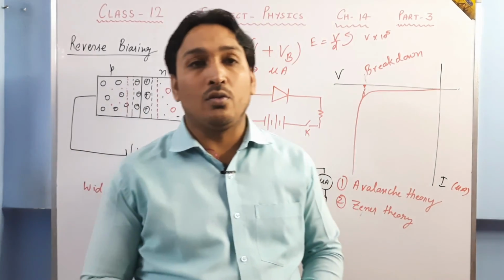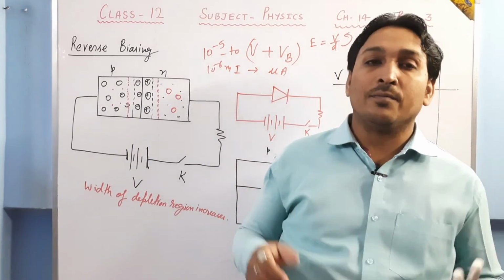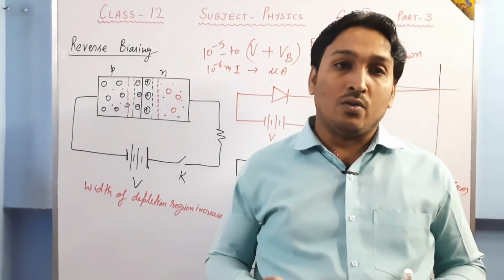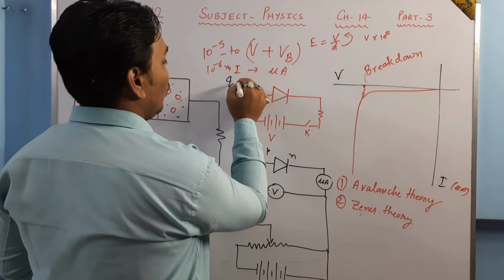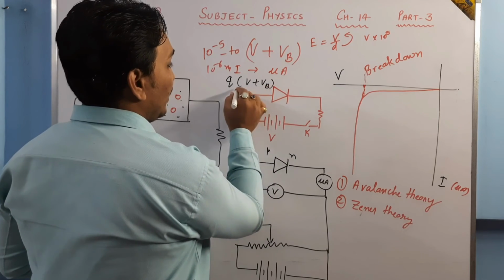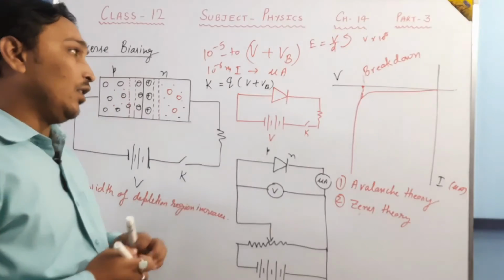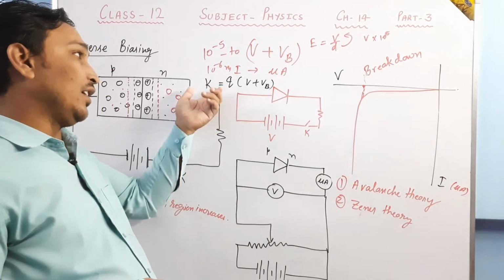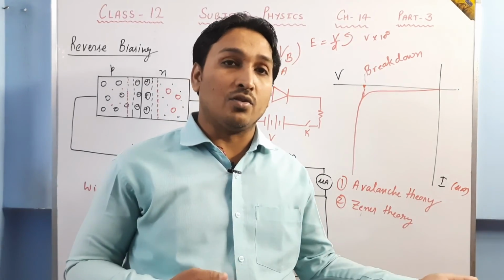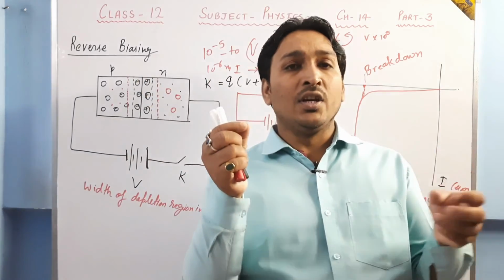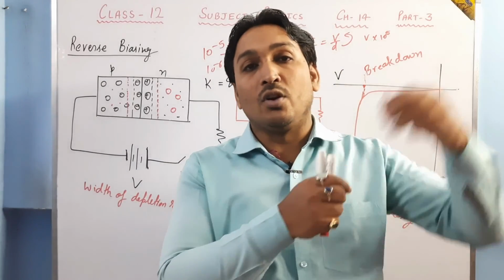Avalanche theory is applicable for PN junctions which are lightly doped, where the depletion region is thick. Now, in avalanche theory, when the electron is moving under this potential, it has a kinetic energy of q into (V plus VB). When V plus VB increases so much that this kinetic energy is strong enough to collide with an electron in a covalent bond, that electron gets energy and comes out of its covalent bond.